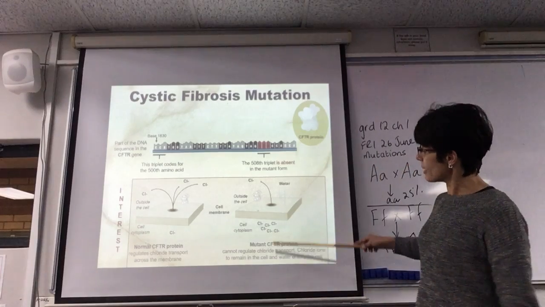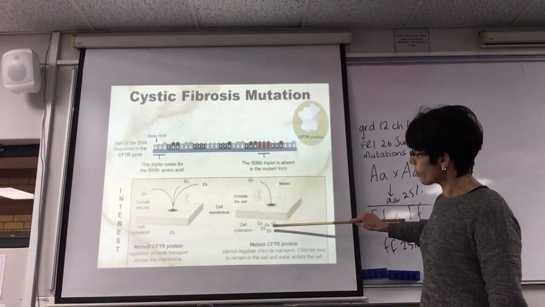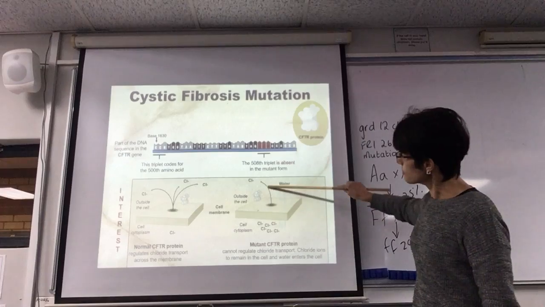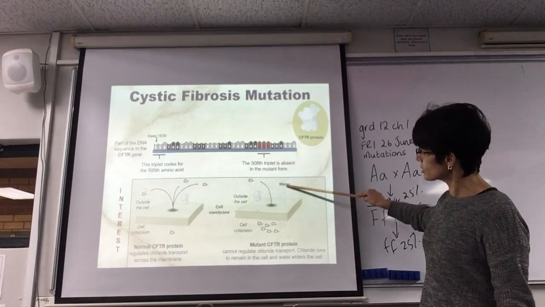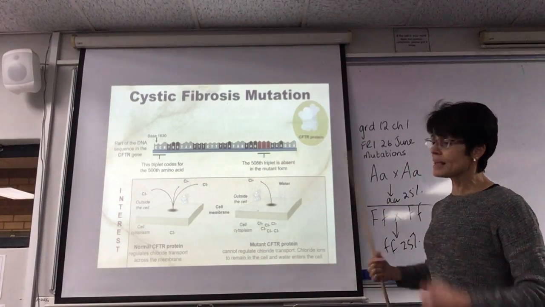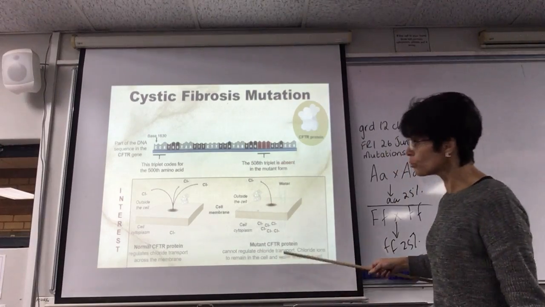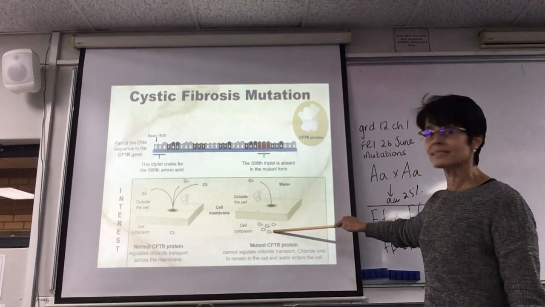But in someone with cystic fibrosis, this protein doesn't work properly, so these chloride ions are not pumped out. So what happens? Water follows salt. So instead of them secreting a more watery mucus, the water goes inside the cells.